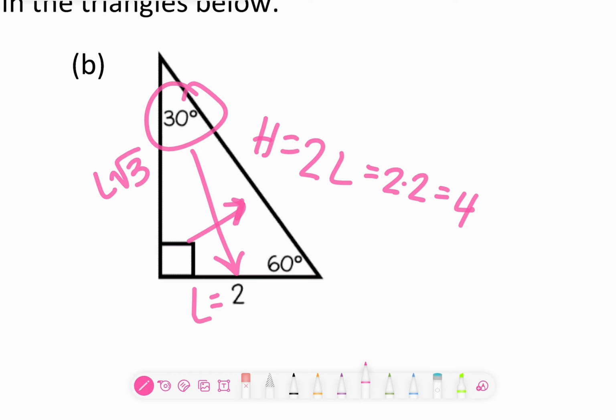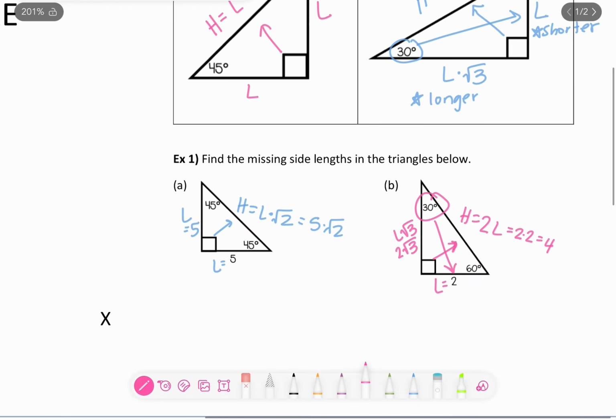And then L square root 3, well, we already know L is 2. And so L square root 3, we're just going to do 2 times square root of 3, which I can't really do because one's a square root and one's a whole number. So we'll just leave it that way. All right, let's take a look at some other examples here.